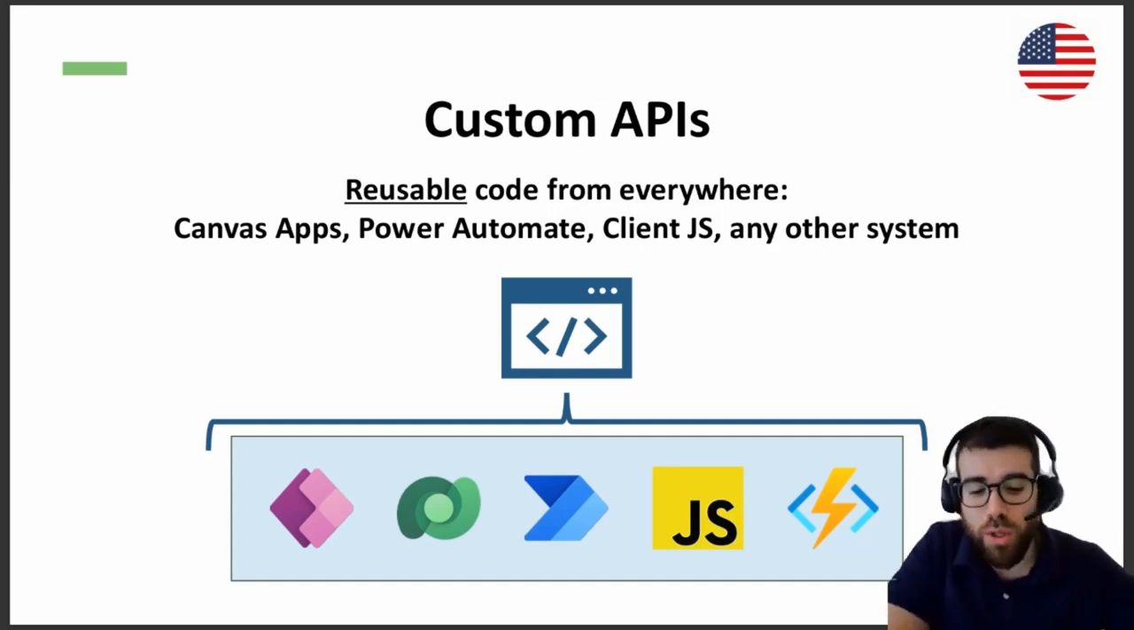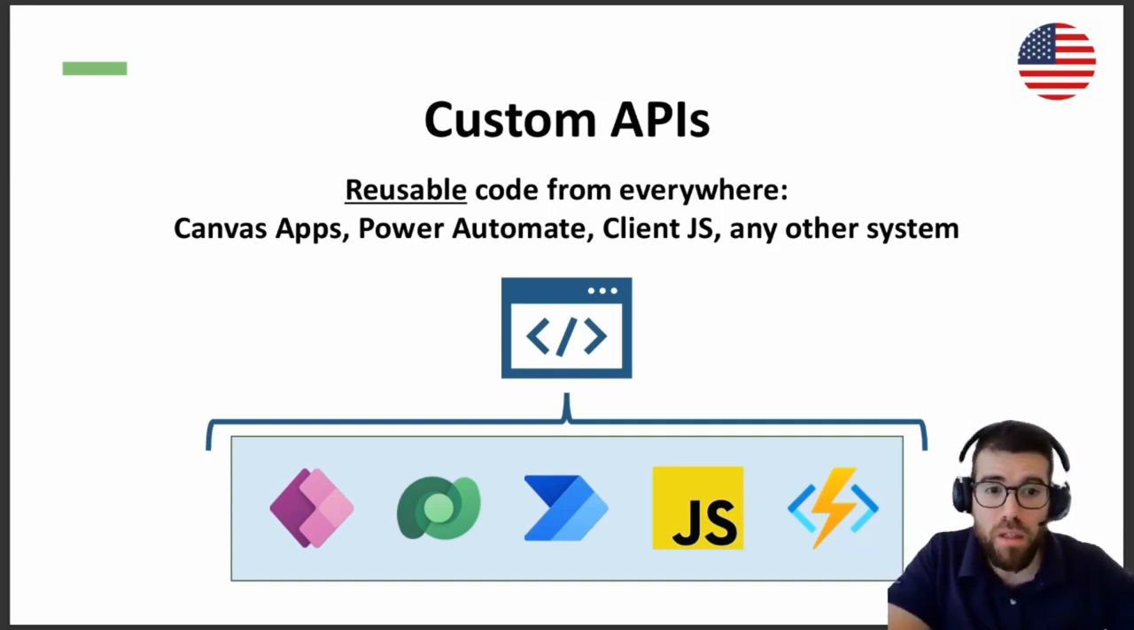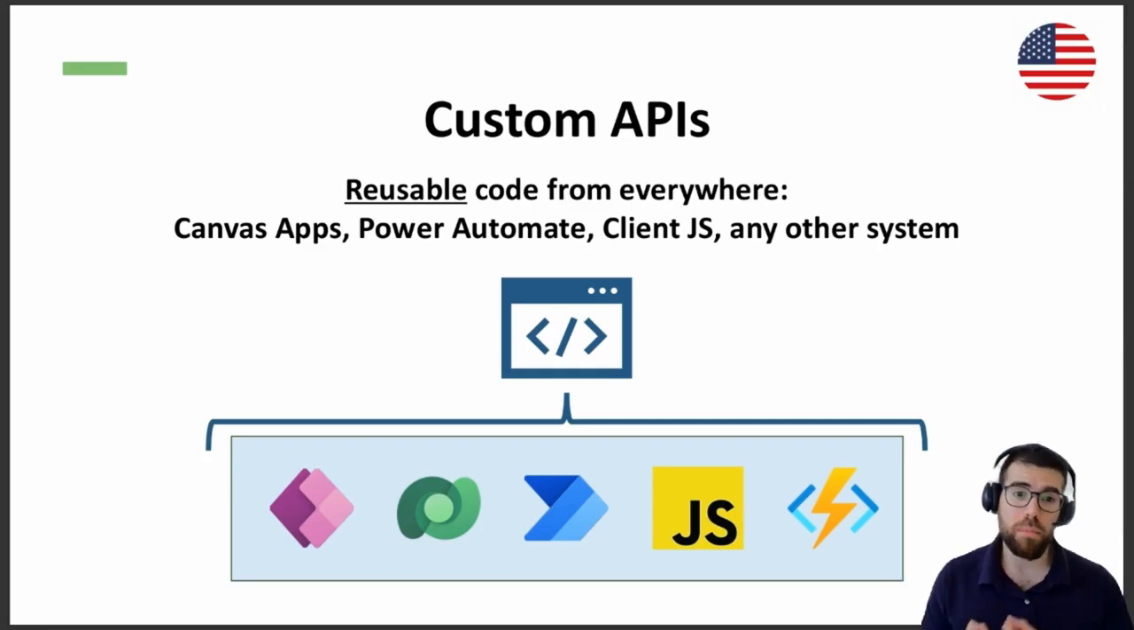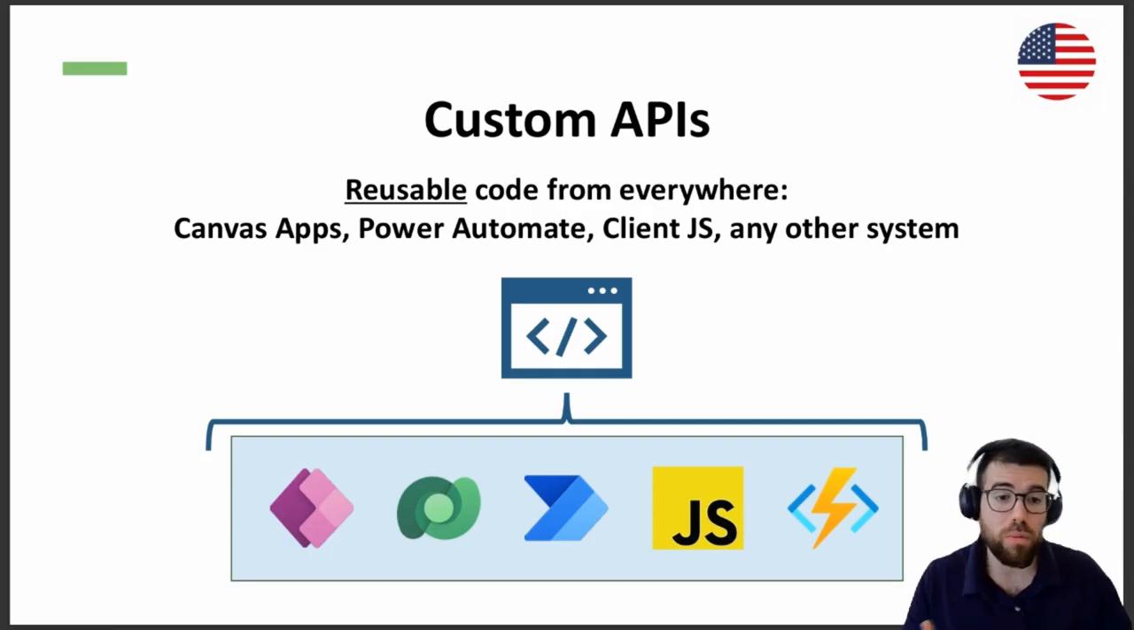Hi, today I want to talk about custom APIs, and this is the way that we have to create reusable pieces of code, functions that we can use from anywhere, from inside or outside of the Power Platform. So Canvas apps, Power Automate flows, JavaScript, or even your own application in Azure or your own server, whatever it is.